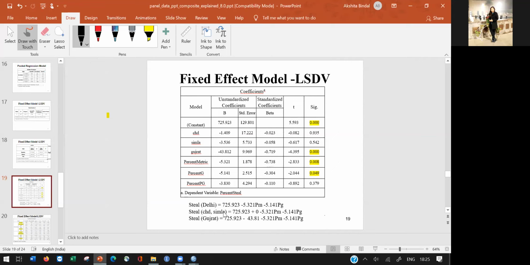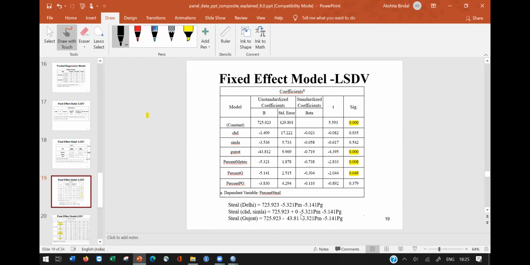For Chandigarh and Shimla, my equation would remain the same. So it would come out to be my beta coefficient plus 0, which is not considered, minus 5.321 PM.